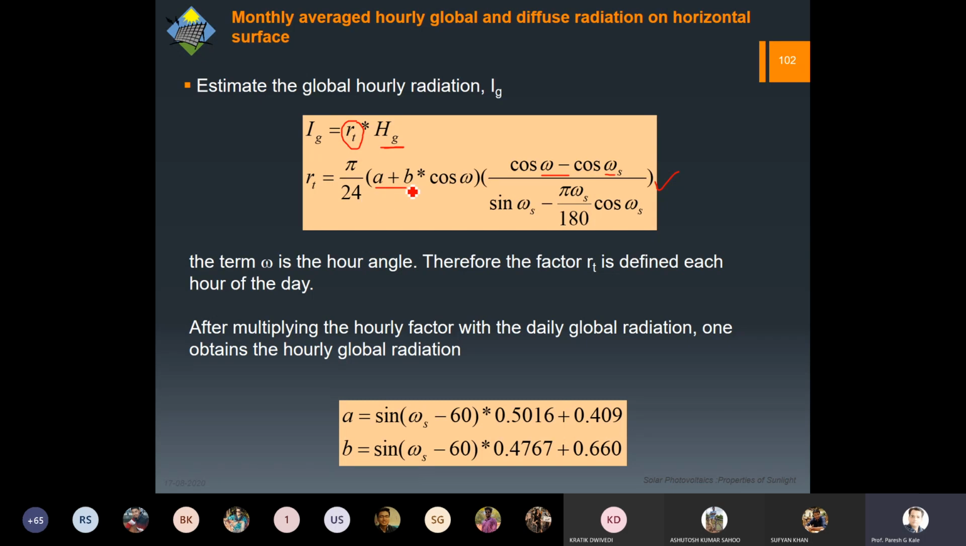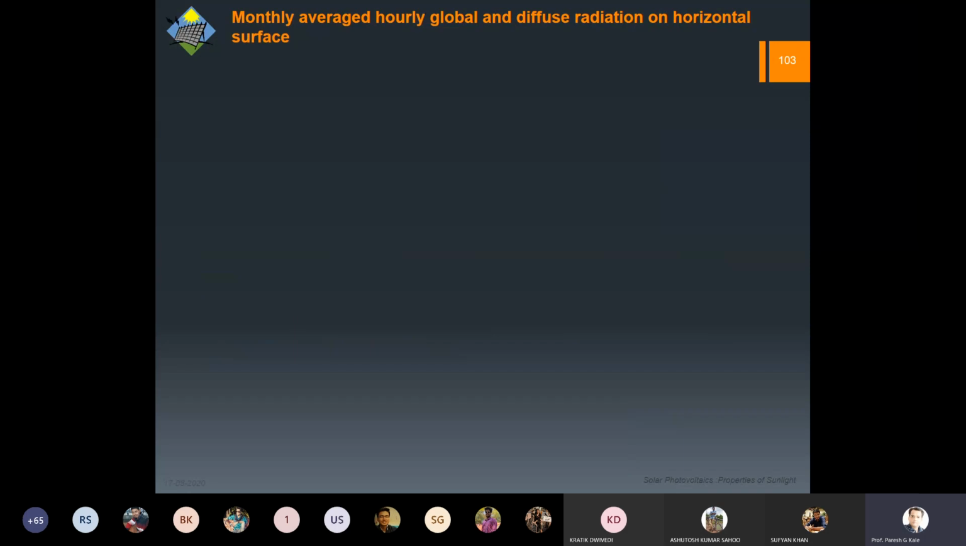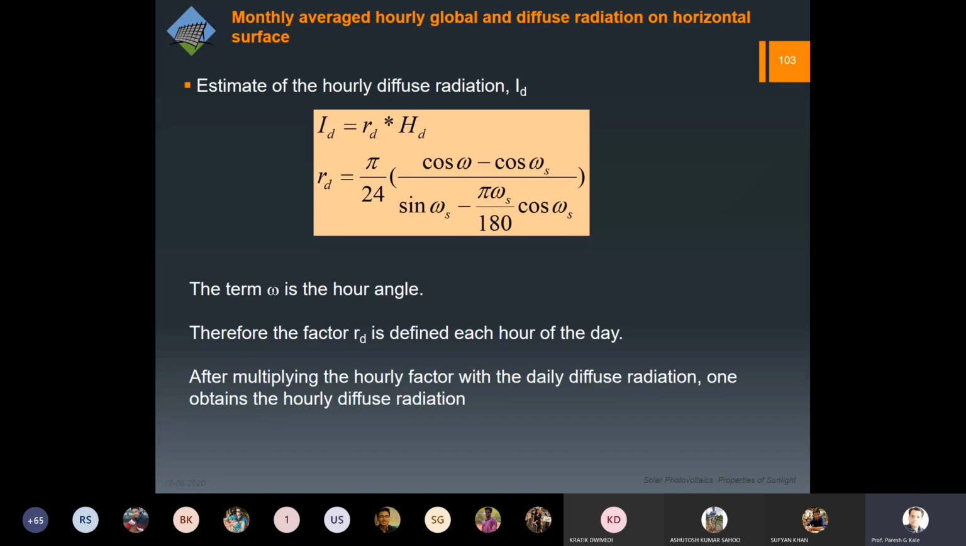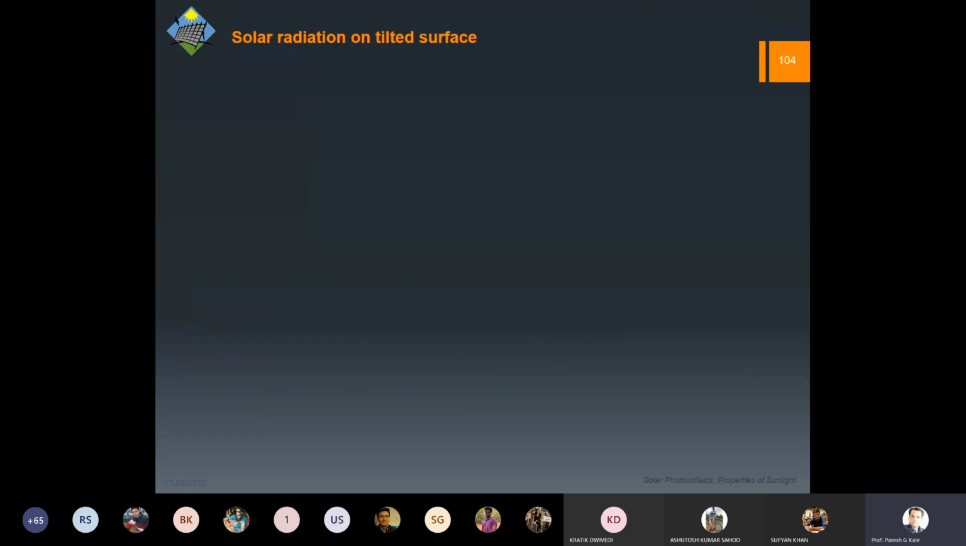Now again, A and B, earlier we took it as constant for a particular position, but these A and B are also dependent on the value of this omega s, and this is going to change, and again people have found out empirically. Again, this is just the example which I am giving. And we can go for this ID, then this will be the diffuse radiation. We can get this formula, and in a similar way we can find out the value of ID as well. So your total radiation will be the summation of all these things.